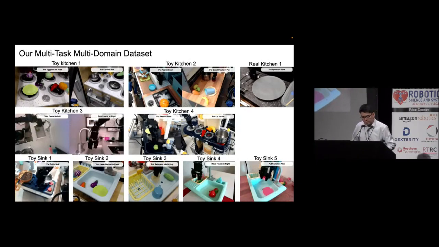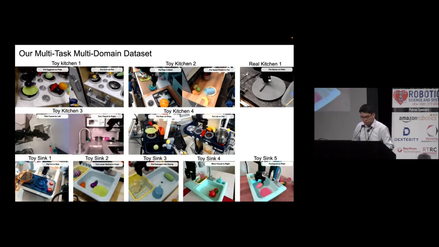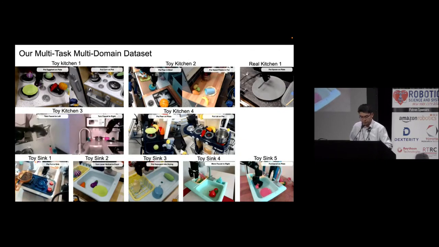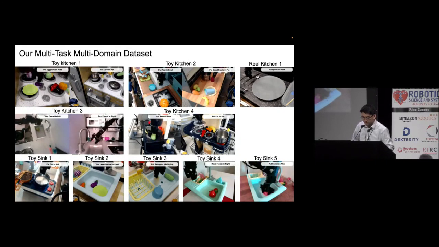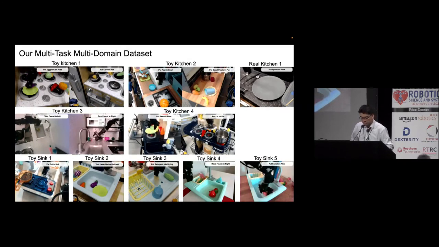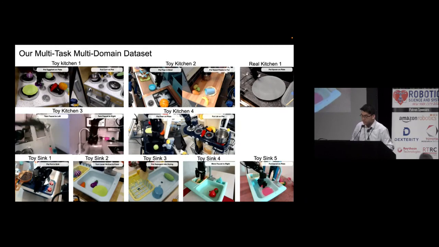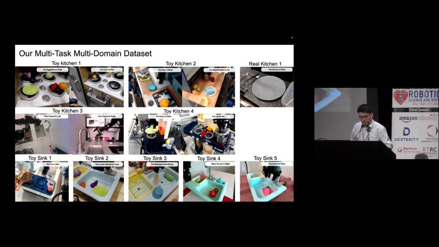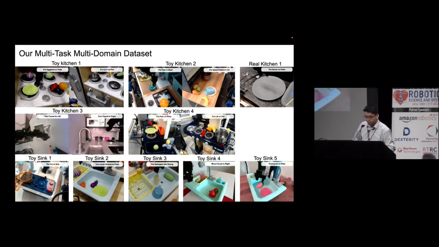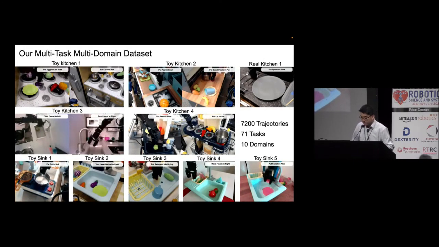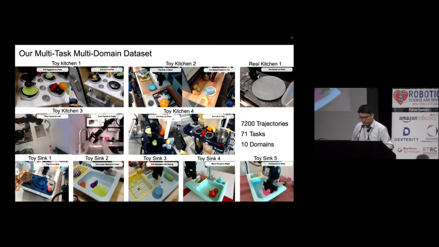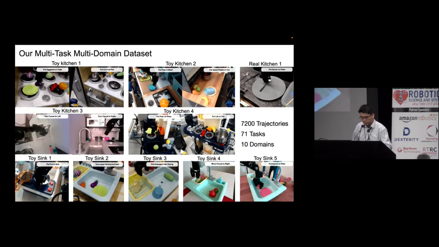To this end, we collected a large dataset of a robot performing a wide variety of kitchen tasks in many different toy kitchen domains. We call this the Bridge dataset since it allows us to bridge the gap between tasks and domains. We focus on kitchen-themed tasks, as these provide a large repertoire of behavior, and use a low-cost WidowX robot arm to maximize accessibility. Our dataset contains 7,200 human demonstrations from 71 tasks across 10 different toy kitchen environments.